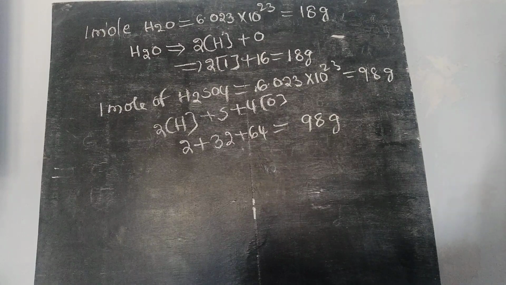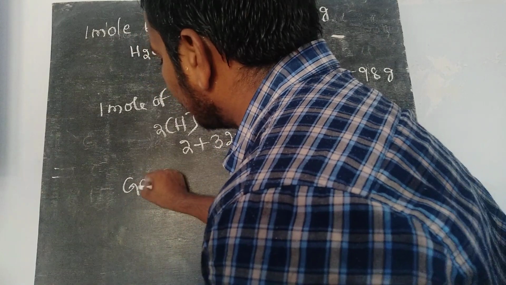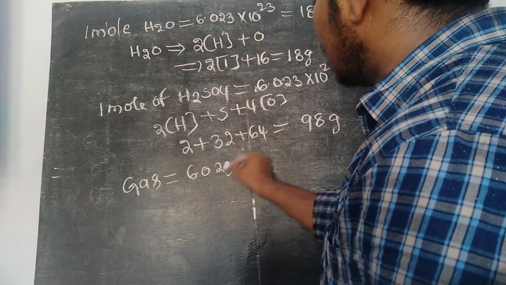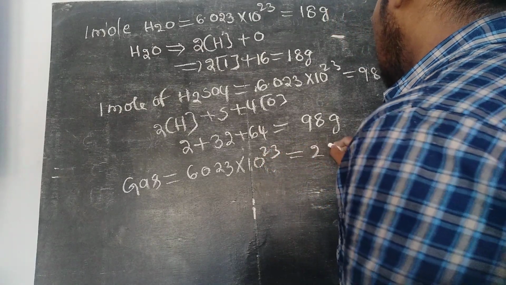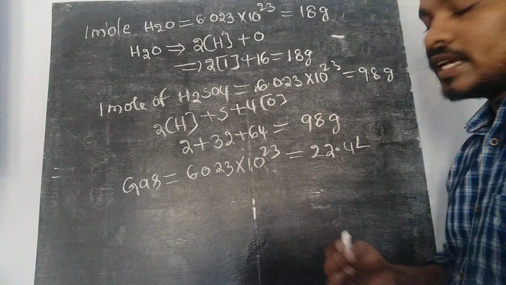So for example, the molar mass of gaseous particles. How can you state it for gases? 6.023 into 10 to the power of 23 gas particles is equal to 22.4 liters at standard STP.